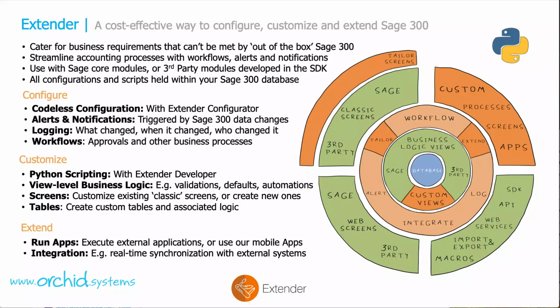Further, you can extend what Sage 300 is doing beyond Sage 300. You can run external applications, and you can also integrate in real time with other systems, which is critical once again from the perspective of continuous accounting. I'll now pass you on to Natalie to run through how Extender can help with continuous accounting and Sage 300.